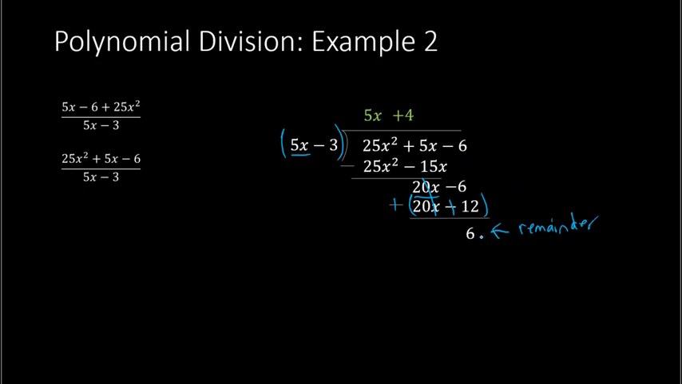The remainder you can write as a fraction. So we have a plus, and we put the 6 over what we're dividing by, which is 5x minus 3. So our final answer is 5x plus 4 plus 6 over 5x minus 3.